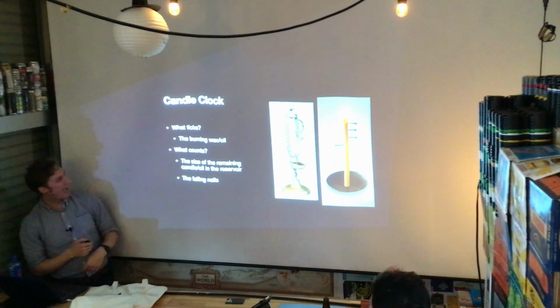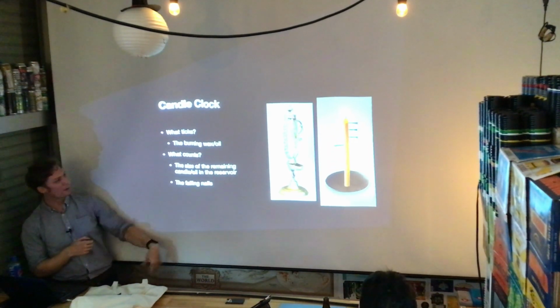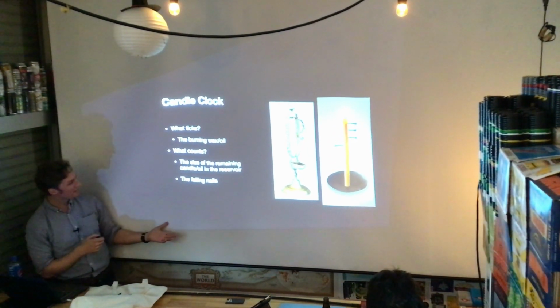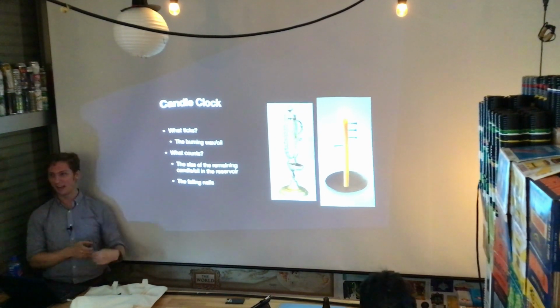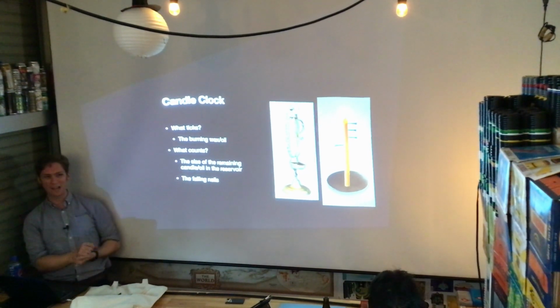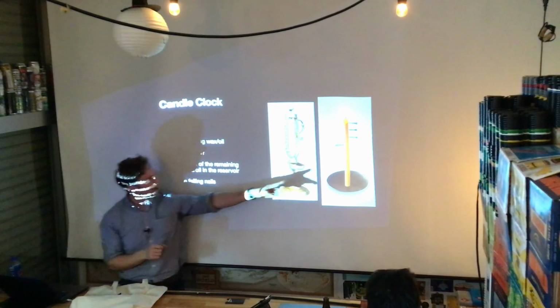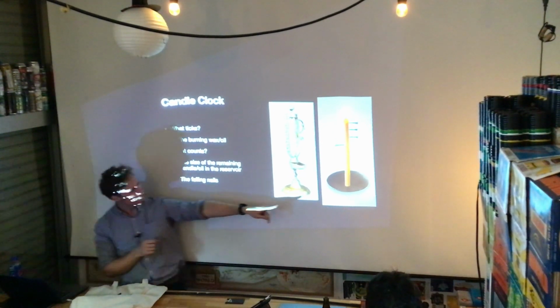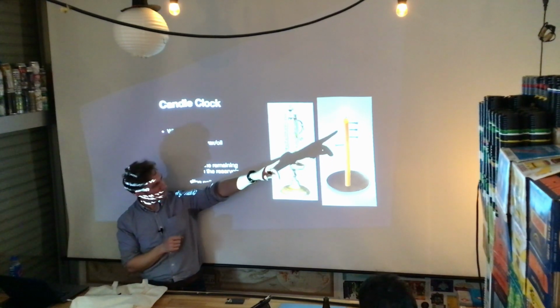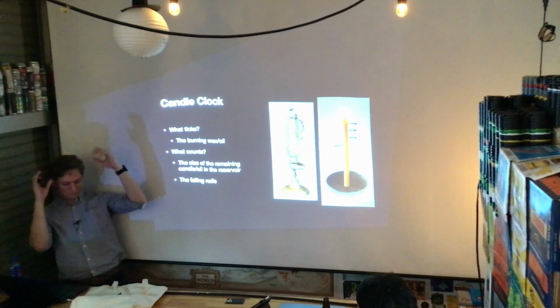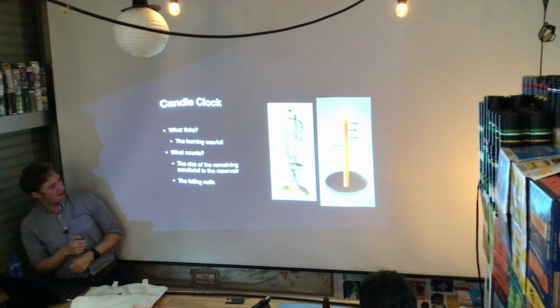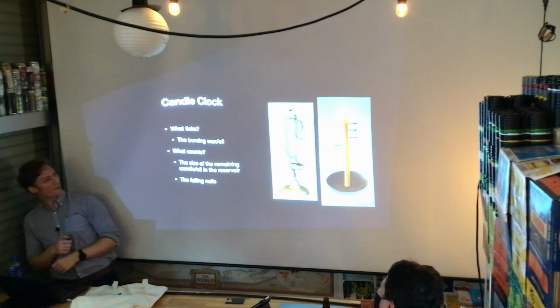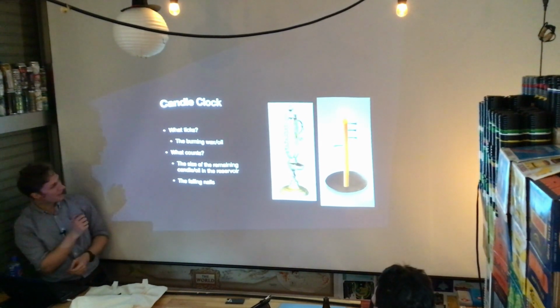So yeah, this is burning wax and oil, so a similar idea with candles as well. We've got falling nails on the left. Why would you want falling nails to do the counting for you? Why is that a good clock? It's an alarm clock. You put a metal plate at the bottom, you have falling nails, and when the candle burns down, they hit, boom, you get a big sound and you wake up. And you start a fire, hopefully. Well, not hopefully.